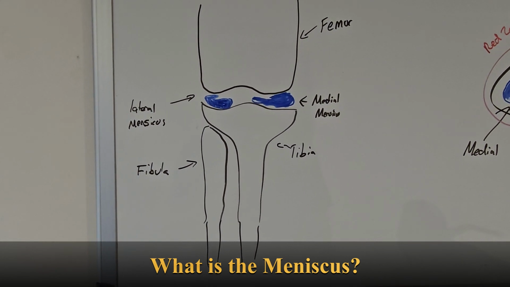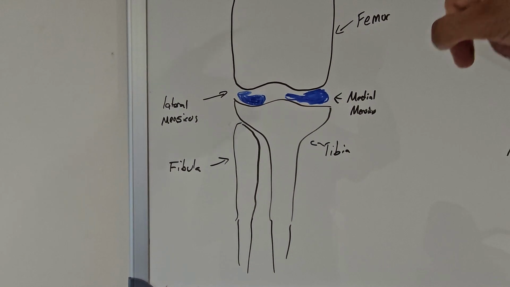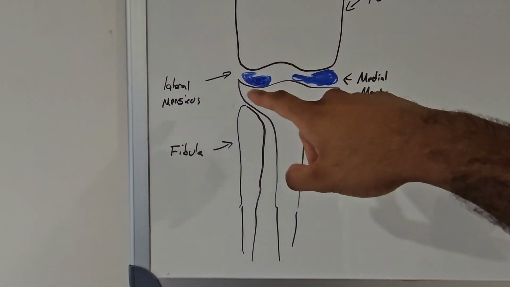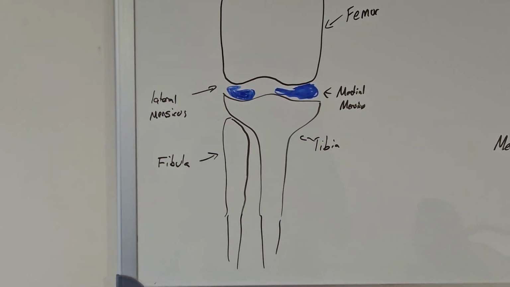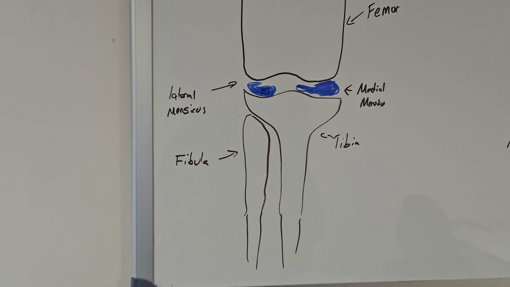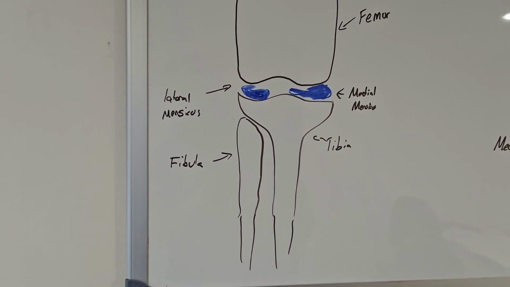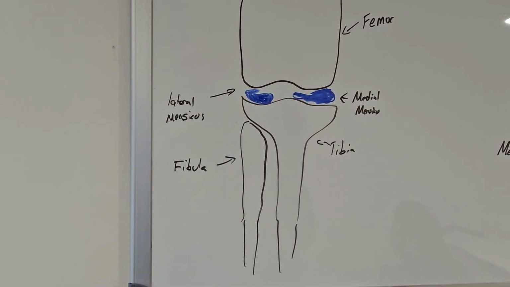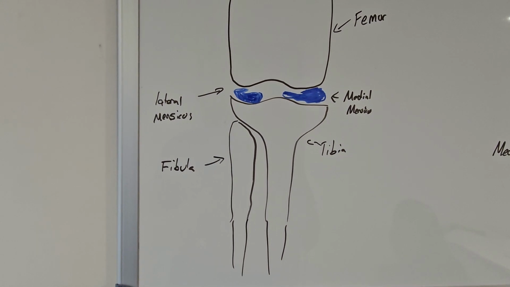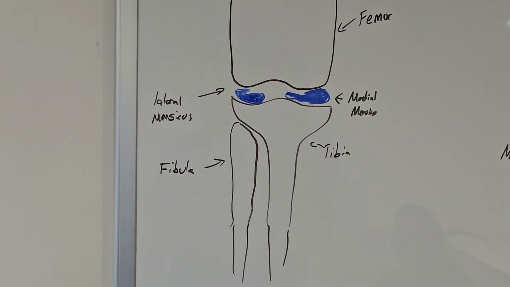So what is the meniscus? In a nutshell, the meniscus lies in between the knee joints. So we've got the femur up top, then the tibia, and then the fibula, and then we've got the medial meniscus here, and the lateral meniscus. It acts as a bit of a shock absorber between the joint. It helps to distribute weight. It also helps to reduce friction with the bone. It also helps to improve joint stability and smooth movement of the joint. So that's what the meniscus does in the knee joint. It has a very big function in the knee joint.